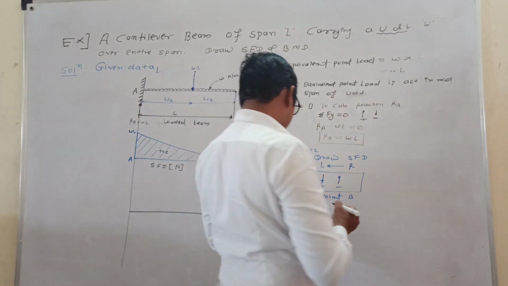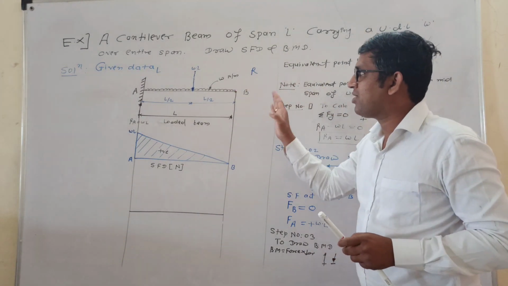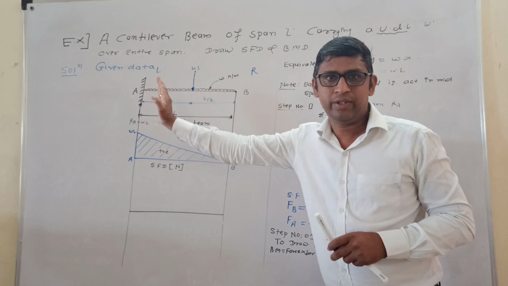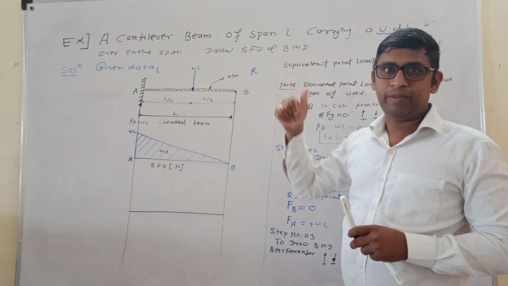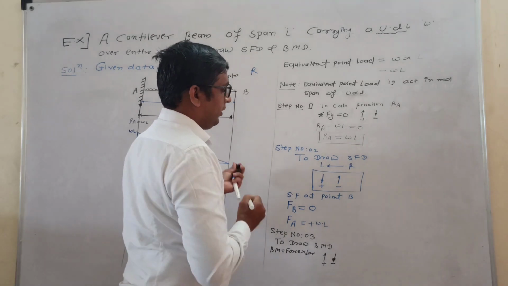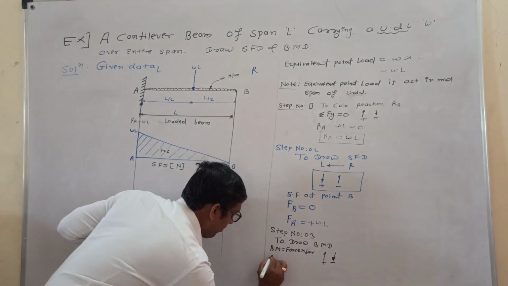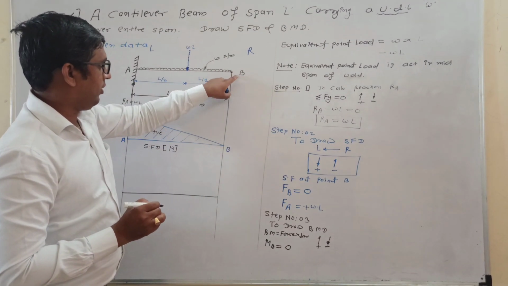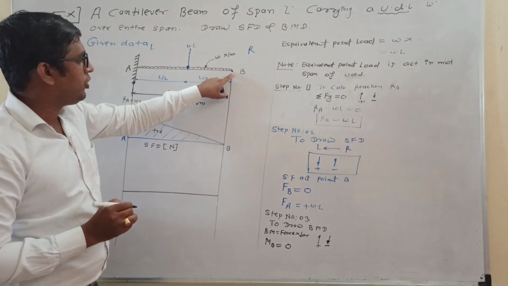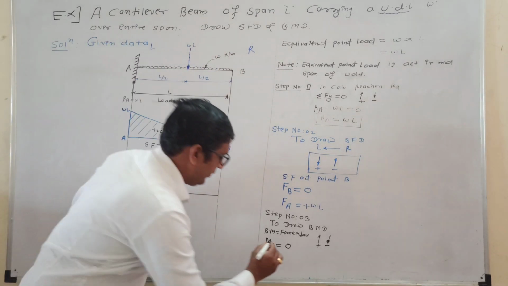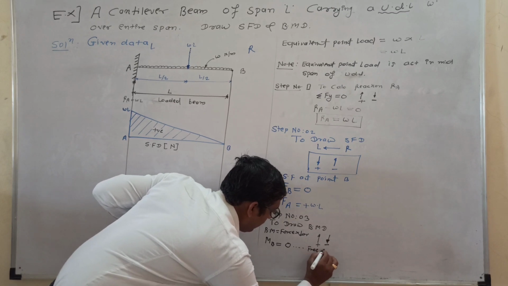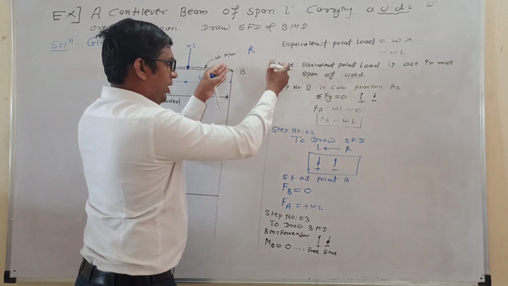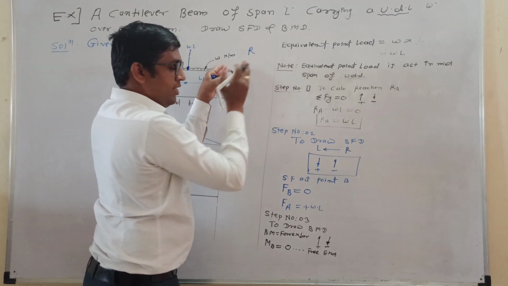And all of you know the concept: if a cantilever beam is there, then you have to always start from the free end. That we learned in the previous problem. Okay, let's start. Bending moment about point B is equal to 0. Why 0? Because it is the free end, or on the left side there is no beam, no force, no length.